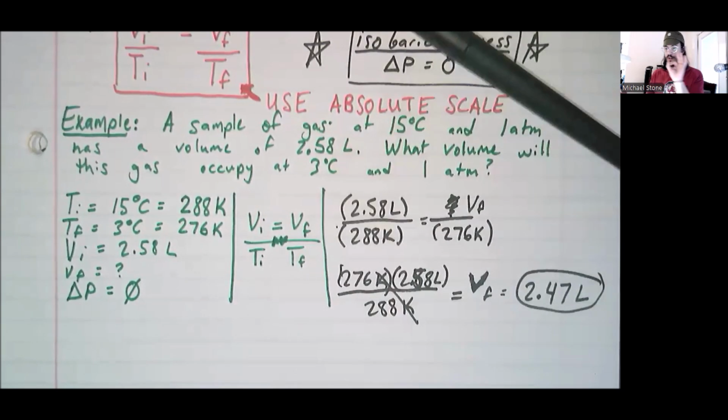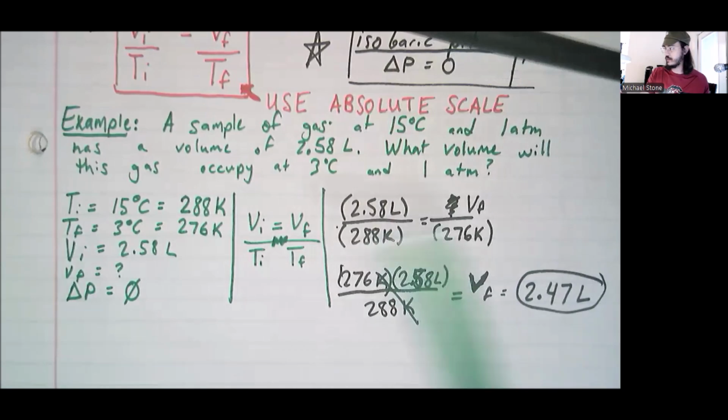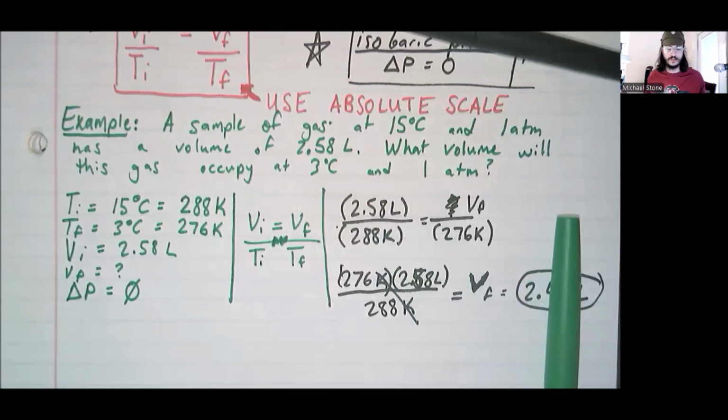So we've explored an isothermal process and an isobaric process. The next logical choice: we had temperature stay the same, we had pressure stay the same. The next one should be that the volume stays the same. And what would that be? Isochoric.